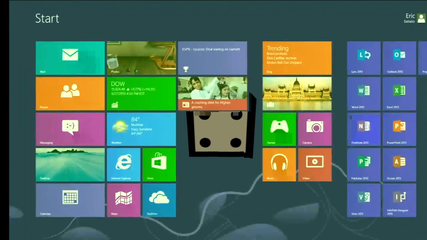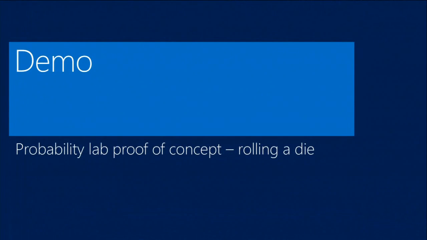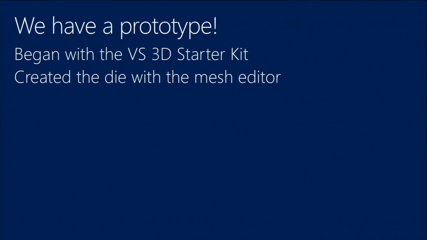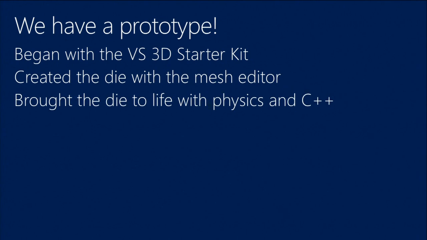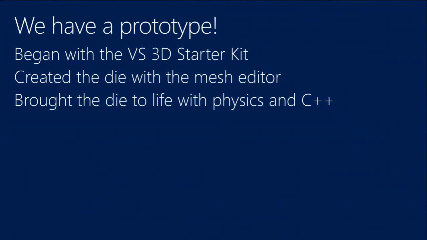We are on our way to creating a simulation that instructs people on how to, or helps people learn a little bit about probability. So this was obviously a contrived example, and I had code. But I think it's a good example of the little steps that are required to do potentially a larger program. So now that we have it, we began with the starter kit. We created the die with a mesh editor. We brought the die to life with physics and C++. And let me show you one other thing before we move on.